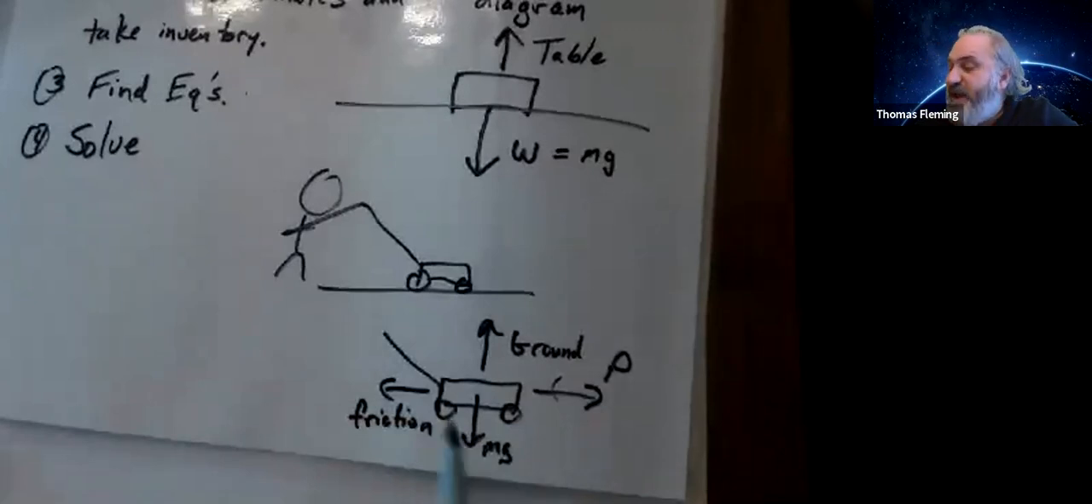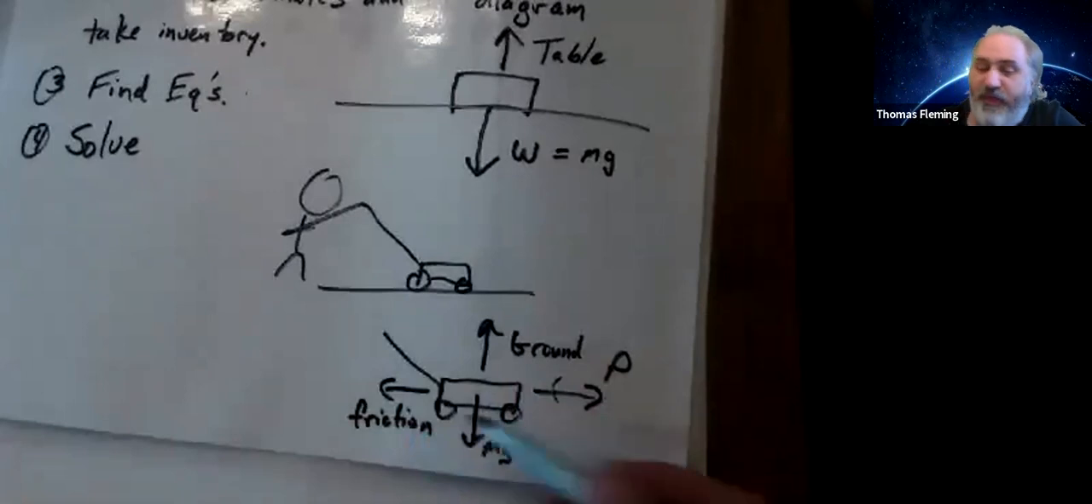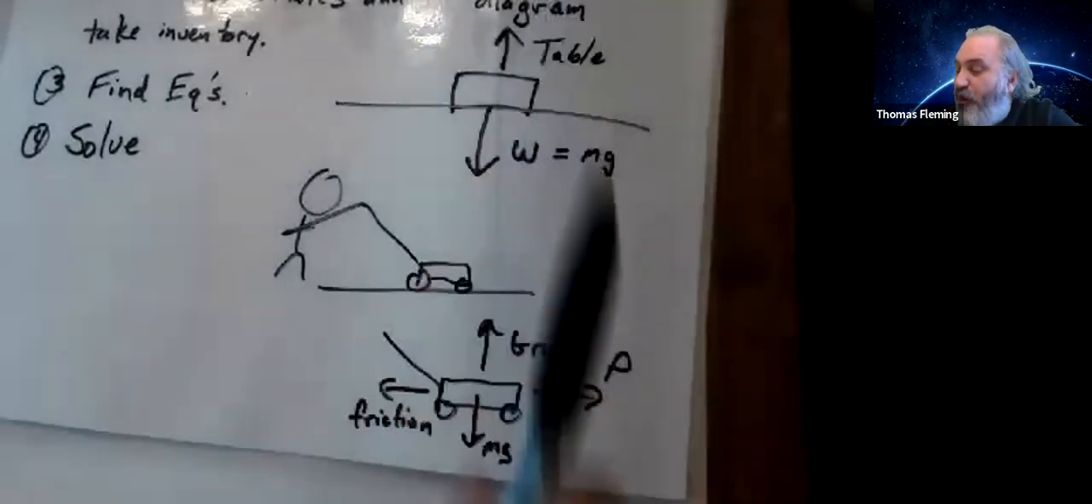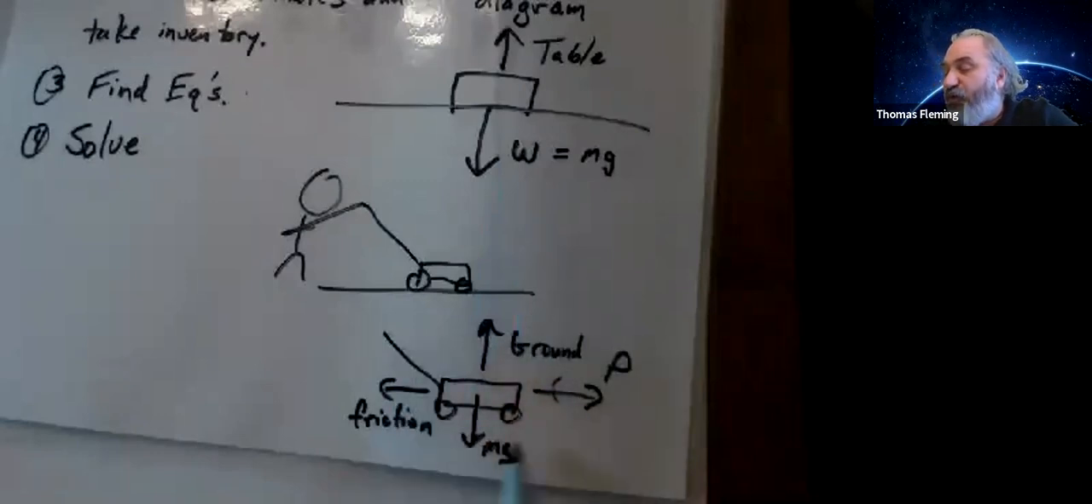And you'll notice each of those forces is in a different direction. The guy pushing is trying to make the thing go forward. The friction is trying to slow the thing back down. Gravity's trying to make the thing fall. The ground is trying to keep the thing from falling. So those are the four forces that are acting on the lawnmower.